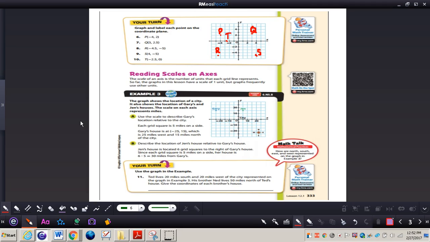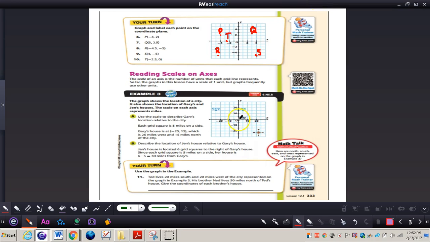In example 3, it says the graph shows a location of a city. It also shows the location of Gary's and Jen's houses. The scale on each axis represents miles. So it says use the scale to describe Gary's location relative to the city. And it's important to understand that each square is 5 miles on a side. The reason why we know that: we have 0, and then there's a line there. Go the other side, a line there, and then 10, so each section represents 5. So it says Gary's house is at -25, 15.